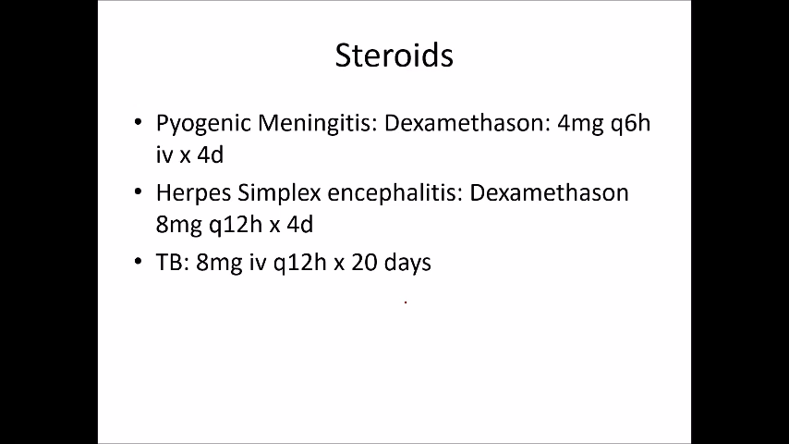So here for pyogenic meningitis, you'll give dexamethasone, 4 milligram, Q6 hourly, it means every 6 hours, 4 times daily for 4 days. For herpes simplex encephalitis, the role of steroids is not as established as it is for bacterial meningitis. So I'll give about 8 milligram every 12 hours for around also 4 days.